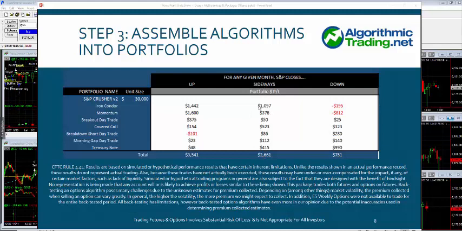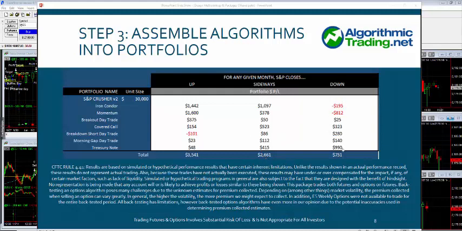When the market is going sideways for a month, we expect the iron condor to do really well, on average making about $1,000 in that month. The covered calls also do well, and then the Treasury note does well. So when you sum these together, you're at 2,661, and on a 30K account, that's just shy of about 10% on a sideways moving market.